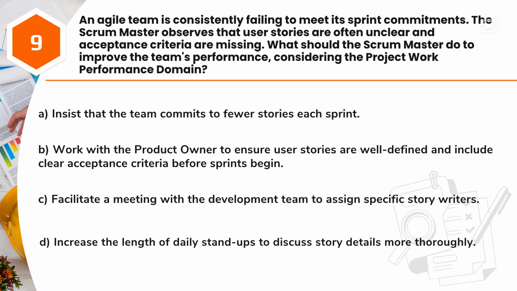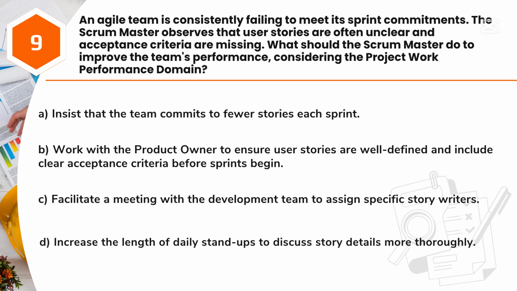Question 9. An agile team is consistently failing to meet its sprint commitments. The Scrum Master observes that user stories are often unclear and acceptance criteria are missing. What should the Scrum Master do to improve the team's performance, considering the project work performance domain?